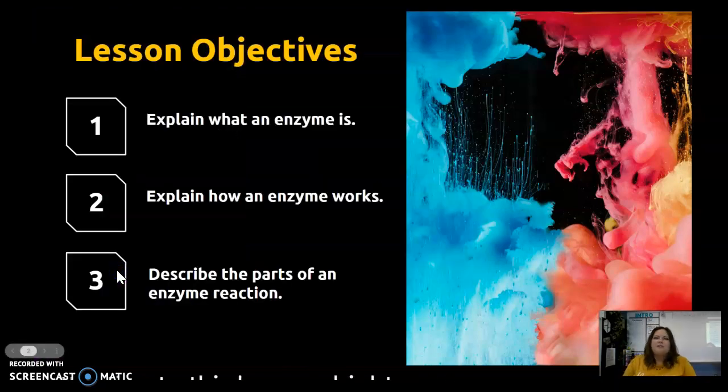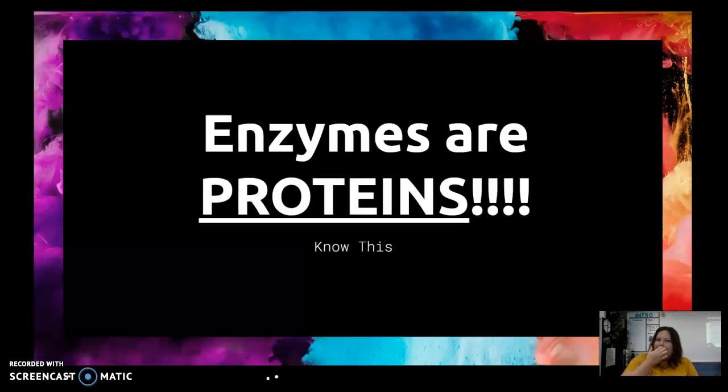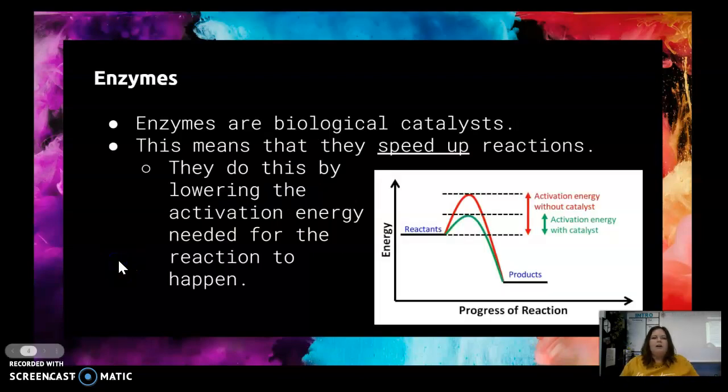All right, our objectives for this lesson are to explain what an enzyme is, to explain how an enzyme works, and then to describe the parts of an enzyme reaction. Again, enzymes are proteins. Make sure you know that, okay? Again, they're super important in how our body functions. You're going to have lots of questions on enzymes and proteins, so we want to make sure you understand this, okay?